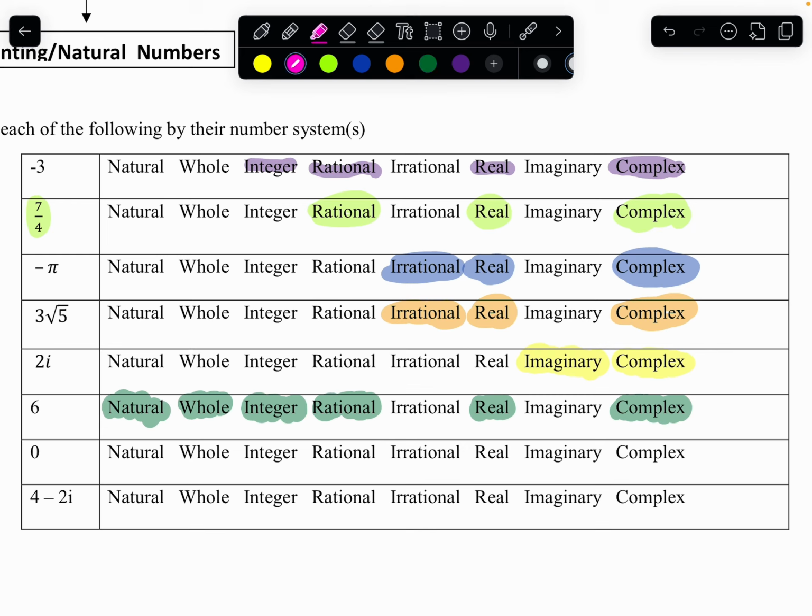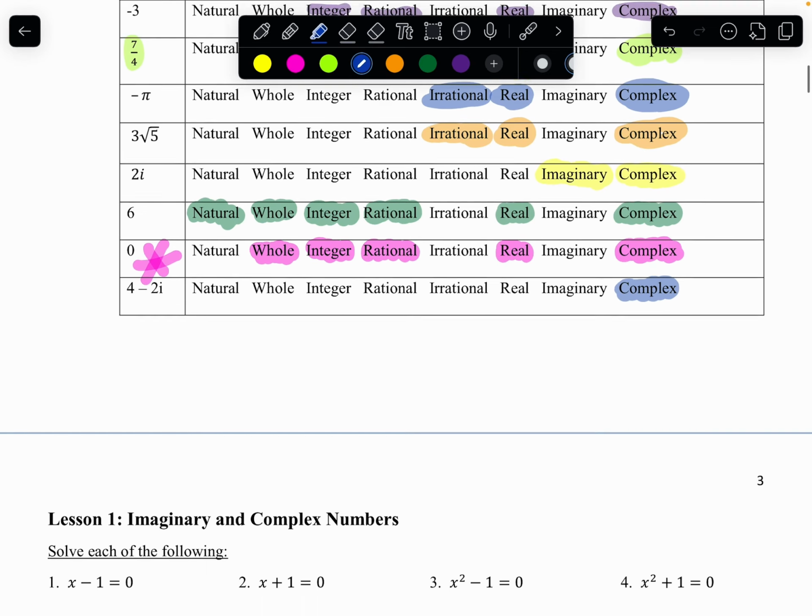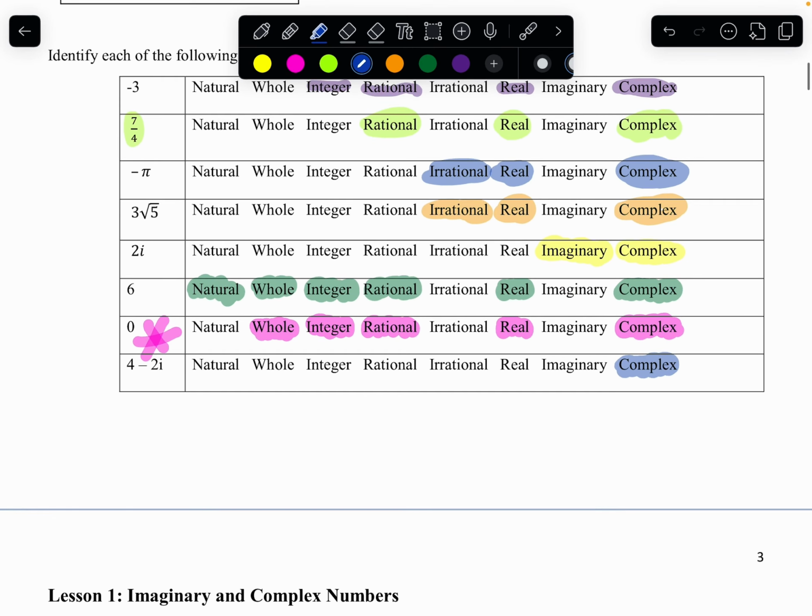And then 0, be very careful of this one. 0 is just a whole number, integer, rational, real, complex. It's not a natural number. It's not naturally occurring. And then our last one, this is a real number and an imaginary number together, so it is only complex. And so that is our introduction into our unit. We're going to be learning more about imaginary and complex numbers in our next lesson.